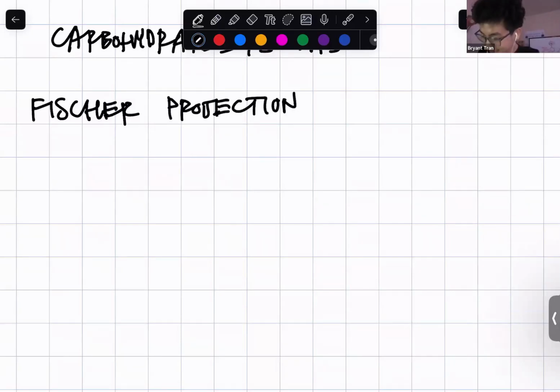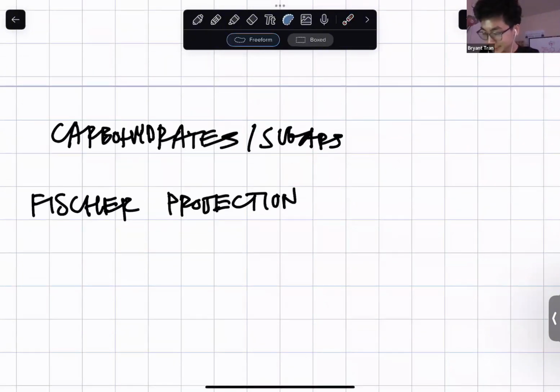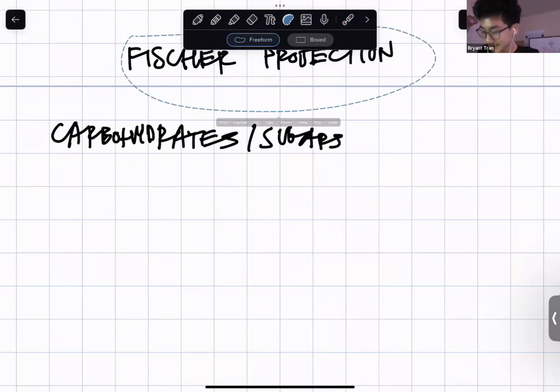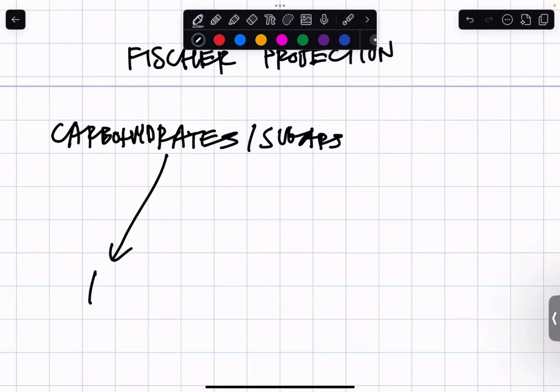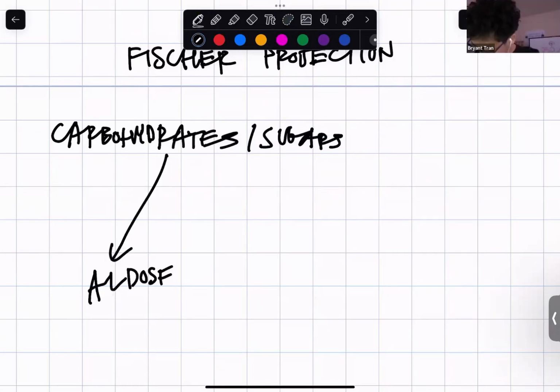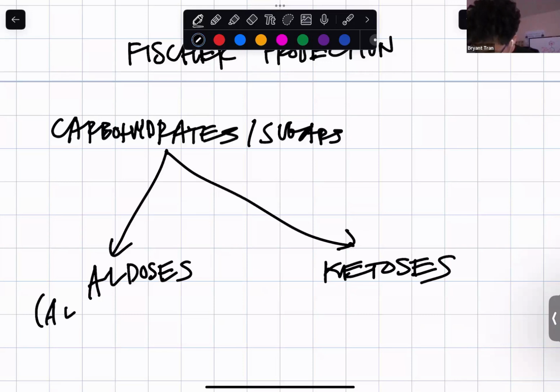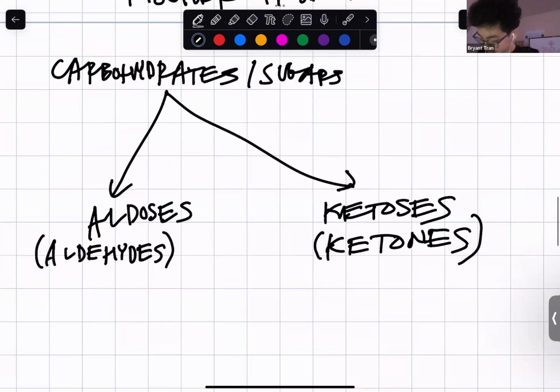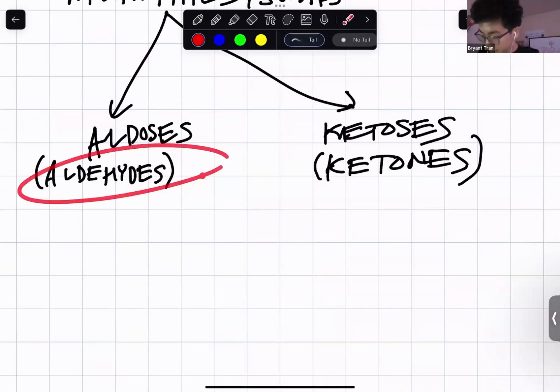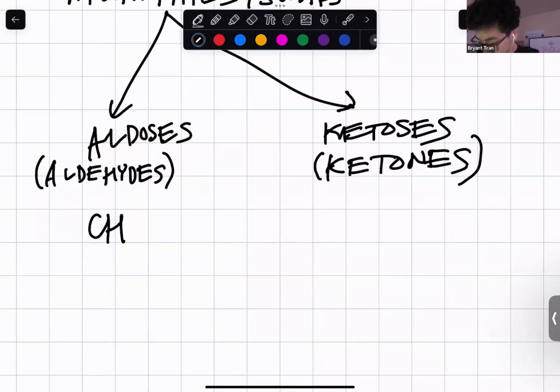There are two different kinds of carbohydrates that I want you to know about: aldoses and ketoses. Think of aldoses as aldehydes and ketoses as ketones. Aldehydes, ketoses, ketones. An aldehyde, think of it as CHO.